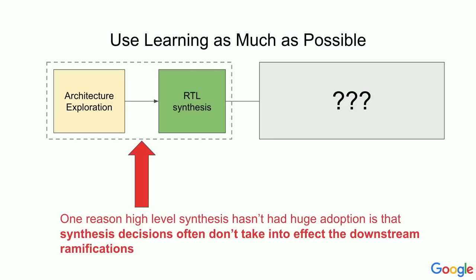One of the reasons people don't use high-level synthesis today is that it doesn't take into account the ramifications on downstream choices. In particular, downstream placement and routing is not really considered when you're choosing, should I synthesize this way, A, or this way, B. And that has dramatic effects because then it's not actually choosing on the objectives you really care about, which is ultimately the power, area, and timing of the actual generated circuits.